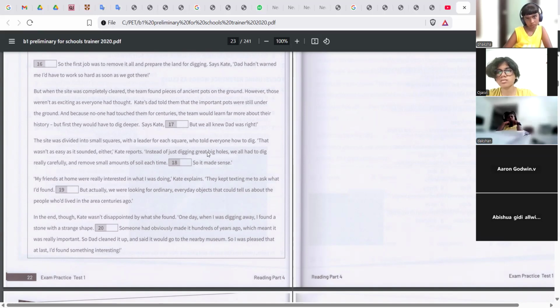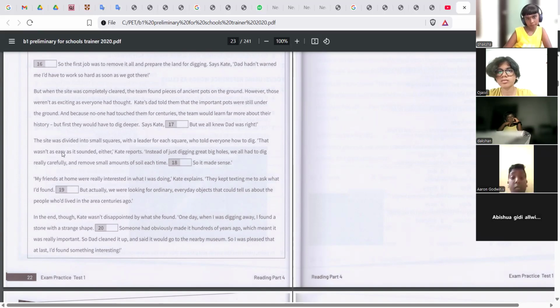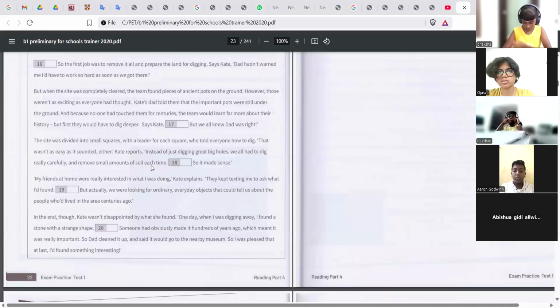Look at that. Look at the second part. As a whole, you look at it. The site was written in small squares, not big ones, with a leader for each square who told everyone how to dig. That wasn't as easy as it sounded either. Kate reports, instead of just digging great big holes, we all had to dig really carefully, small holes, and remove small amounts of soil each time so that we don't miss anything. Look at that. So it made sense.